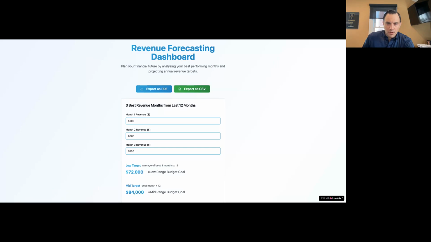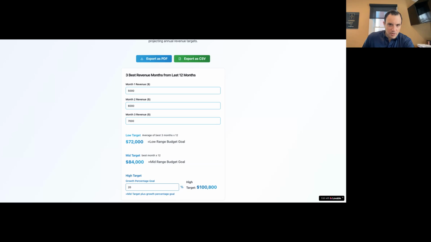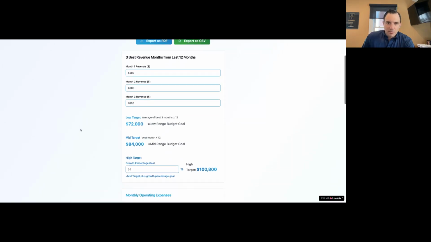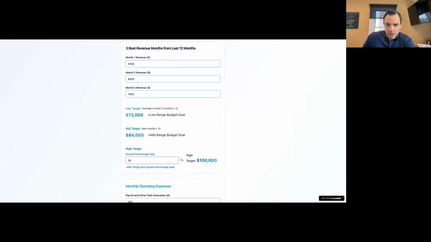So I'm going to fill in the best revenue months from the last 12 months. These are just a few made up numbers here, but this will give you my low range budget goal. What we call the low target is the average of the best 3 months annualized. Your mid target will be your best month annualized. Now, if you're in the insurance space and you do Medicare, you may have a month that's way higher than all the others because of the cyclical nature of the business and how you get paid. That's okay. Just realize you'll most likely be between the low and mid target if that's the case.